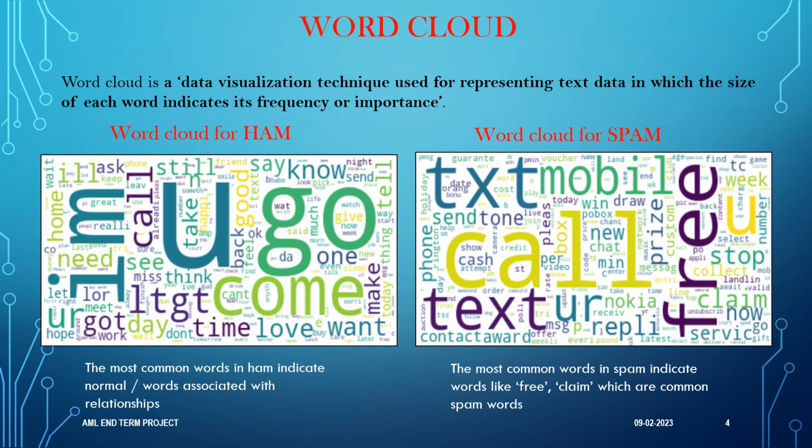So we can see the word cloud for ham. The most common words that were used in ham were normal words associated with relationships. Second, we created a word cloud for spam, wherein we can see that the most common words in spam were words like free, claim, which are common spam words.